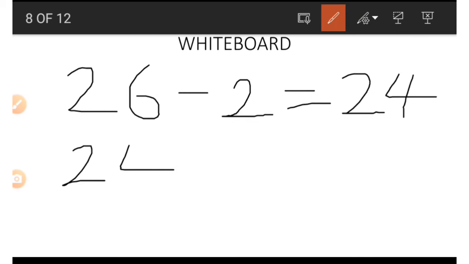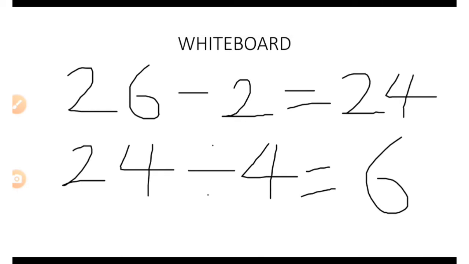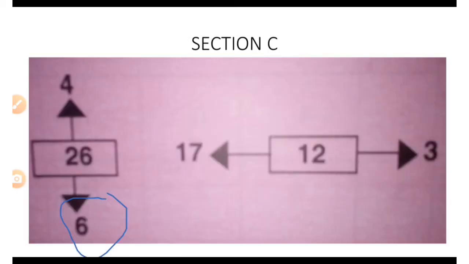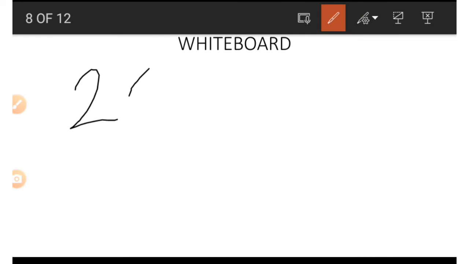Once we have that, we try to divide the 24 by the 4, and that gives us a 6. 24 divided by 4 is 6. So that is how we got that 6. The last number there is 4. So what do we do to get that 4? Again, we have to subtract the imaginary number 2.